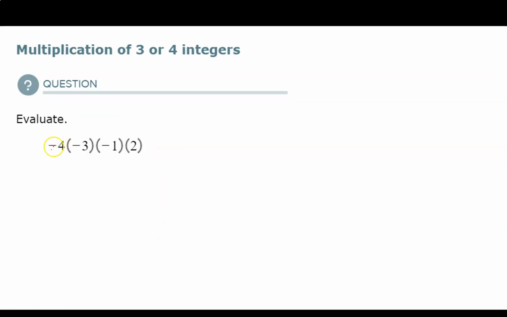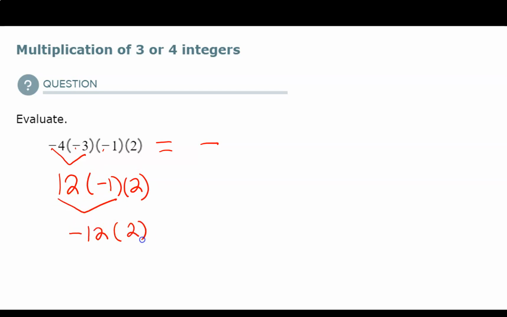If I look at this one, I have 3 negative numbers, so my answer will be negative. But let's see what it'll be. I'll do this the longer way. Negative 4 times negative 3 is positive 12. 12 times negative 1 is negative 12. And negative 12 times 2 is negative 24. So I still get negative 24.